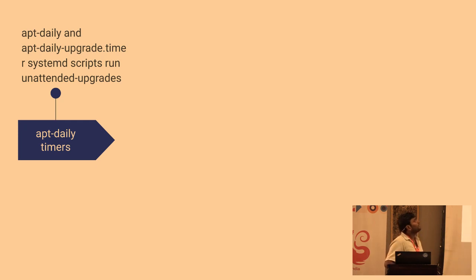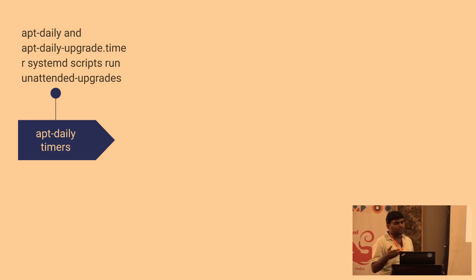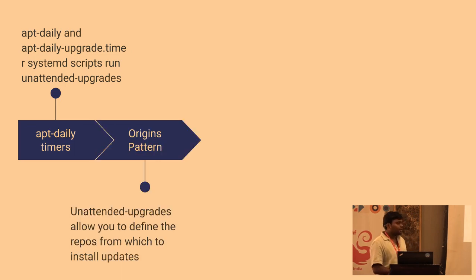Once you install it, it gets triggered by systemd timers, apt-daily and apt-daily-upgrade, which run every day. Since it's a systemd timer, you can set when you want it to run, so you have more control. It looks at the origin patterns, which is a configuration that tells it from which repositories you want the packages to be updated. It could be stable, security, backports, updates, whatever you have in the sources list.